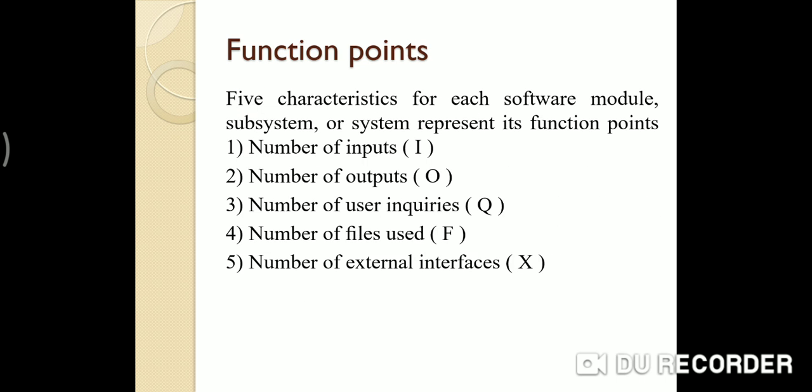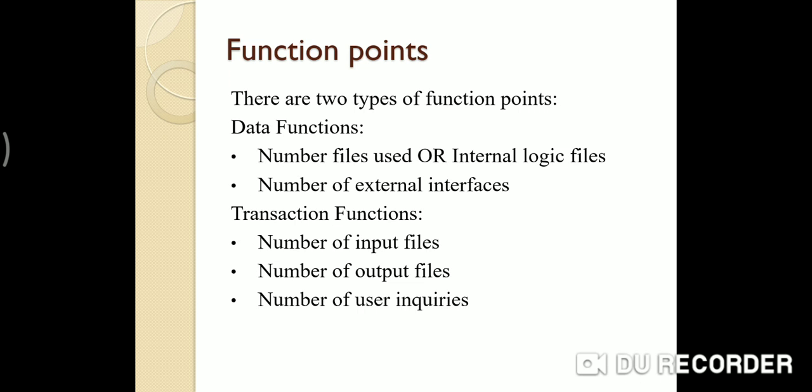Now let us see the characteristics of function points. There are five characteristics of function point, and these characteristics are divided into two function types. Actually, there are two types of function points: data functions and transaction functions. Now, data function means what? Data functions are made up of internal and external resources that affect the system, and are of two types: number of files used, or internal logic files, and number of external interfaces.